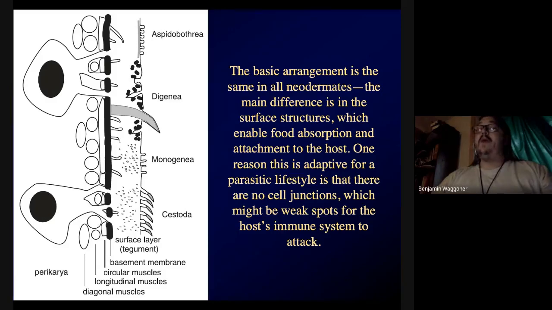One of the reasons why this is adaptive for a parasitic lifestyle is if you had an epidermis made of cells, those cells have to stick together somewhere. And if they stick together somewhere, that creates a potential weak spot for the host's immune defenses to penetrate.